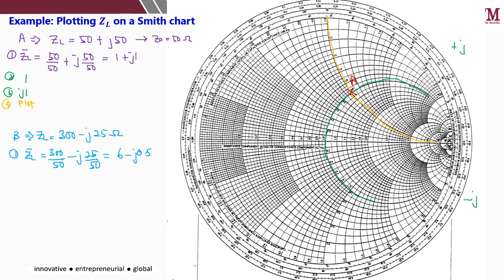So the second step, find the 6 line on the Smith chart. So 6, 3, 4, 5. Here is 10, so 6 is somewhere here. Okay, so 6. And then find negative j0.5.